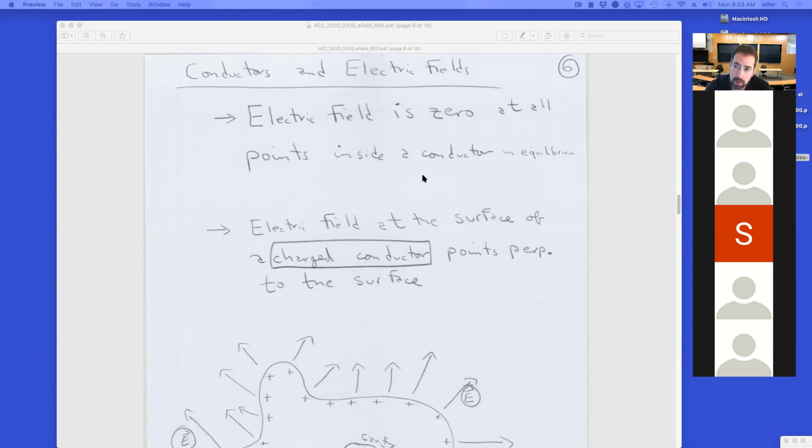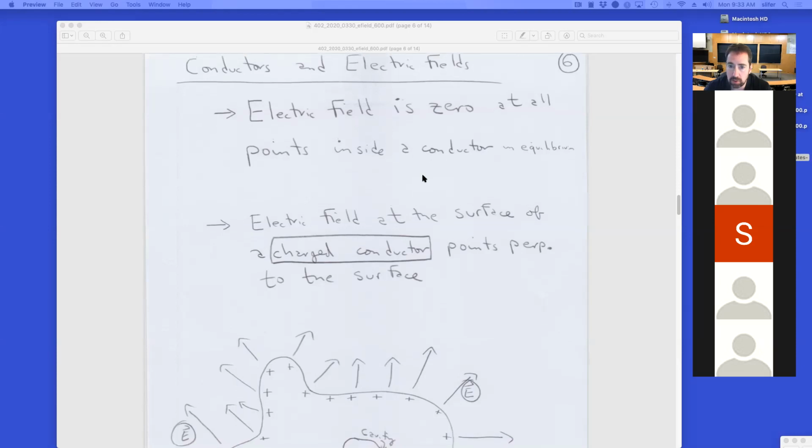Or you can just go into the lab and measure this, and say, I don't trust Professor Slifer, I think this is not true. You could measure this yourself and verify whether it's true or not. That's the experimental way of seeing whether these are true.